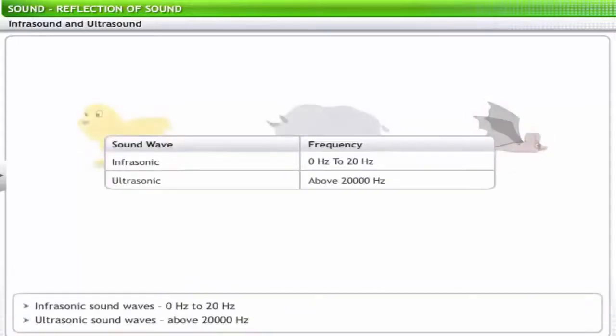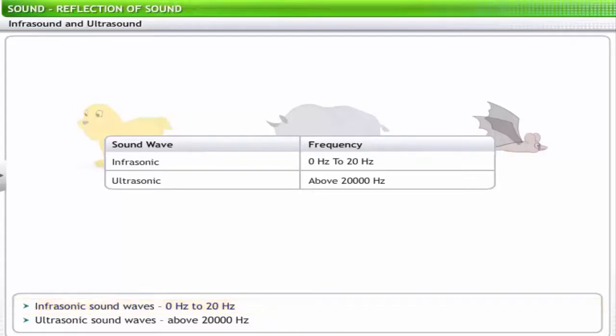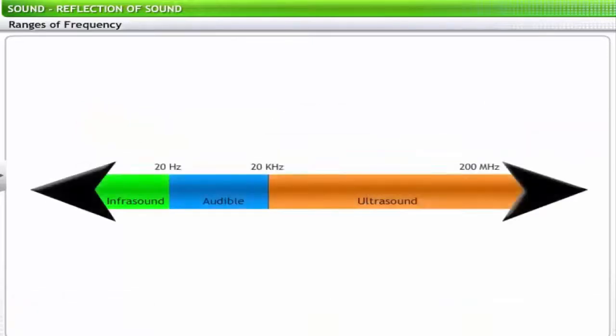Sound waves that have a frequency less than 20 Hz are called infrasonic sound waves. These are also referred to as infrasound waves or infrasonics. Similarly, sound waves that have a frequency greater than 20,000 Hz are called ultrasonic sound waves. These are also referred to as ultrasounds or ultrasonics. A summary of the various ranges of sounds is shown here.